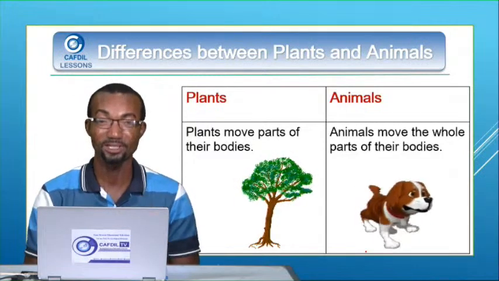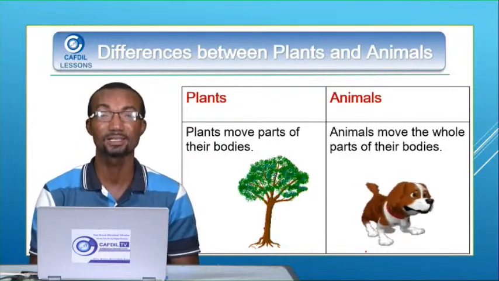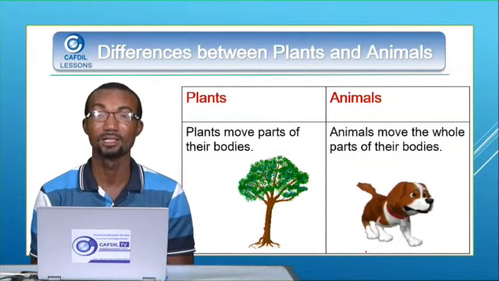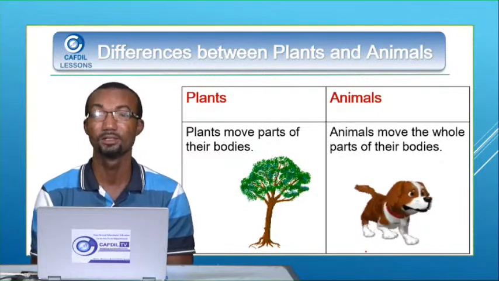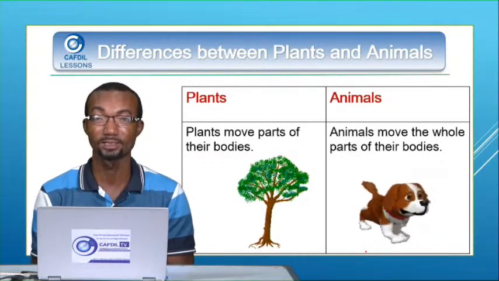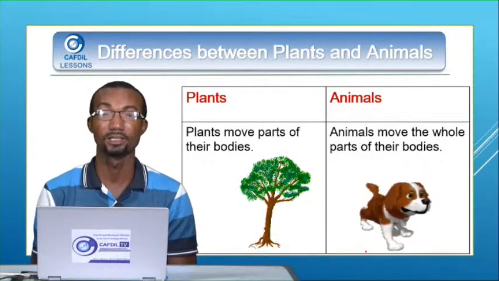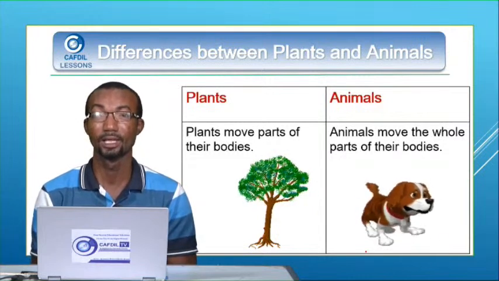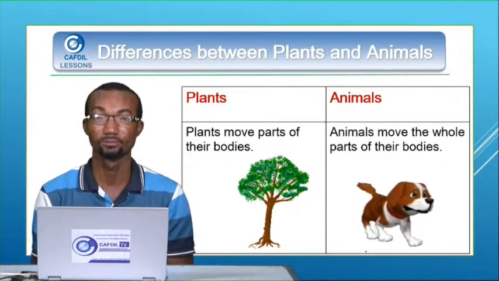Plants are fixed firmly on the ground, and they move only certain aspects of their body. But when you take animals, they move their whole bodies from one place to another. So one of the differences between plants and animals is that plants move parts of their bodies and animals move the whole part of their body.